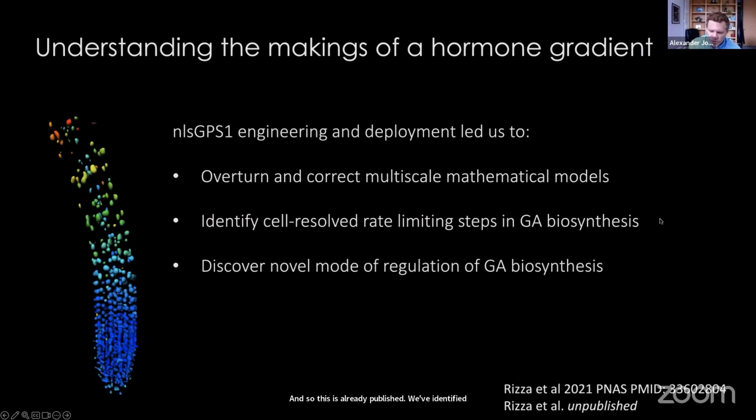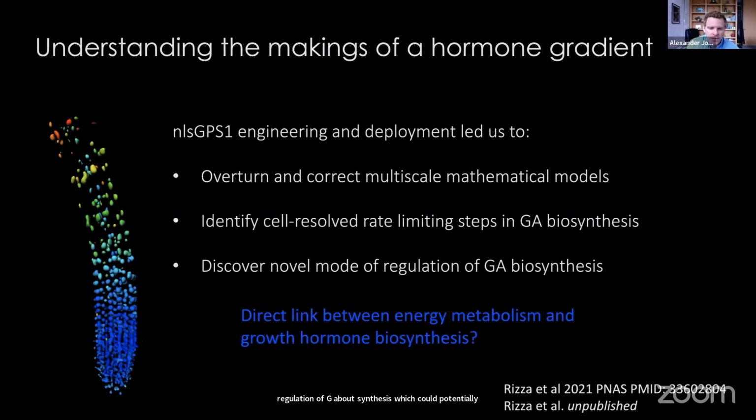So very important, it's not one enzyme that is necessarily rate-limiting for a pathway. You really have to think cellular scale and over time for this. So doing the biochemistry in vivo was very powerful. And we think we've discovered a novel mode of regulation of GA biosynthesis, which could potentially impact 2-ODD enzymes in all other systems as well. And that provides a direct link between energy metabolism and a growth hormone.